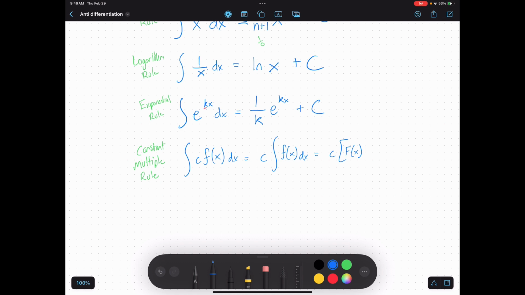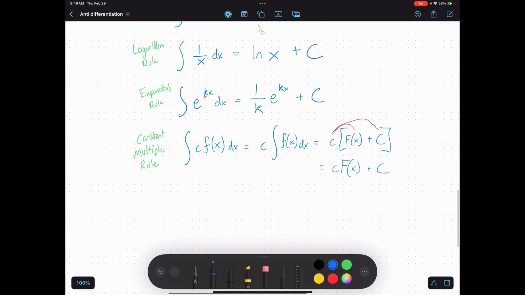Now, this is interesting. I could write it like this, but if you think about distributing this c, what's a constant times a constant? It's still a constant, which means I can just rewrite this as c times capital F of x plus capital C. I don't need to worry about distributing that constant because capital C already represented an arbitrary constant.